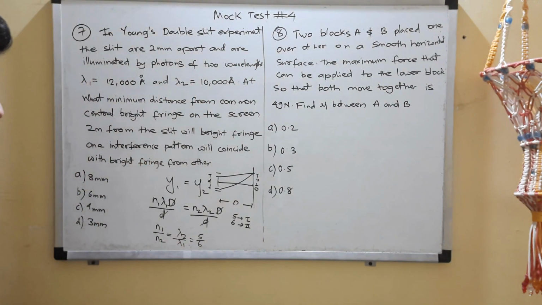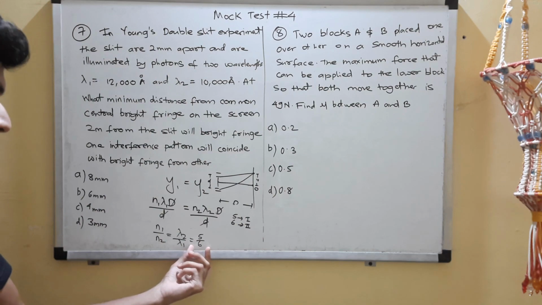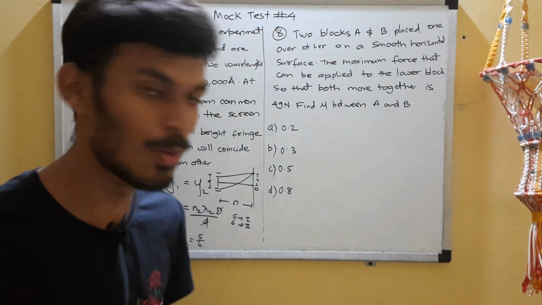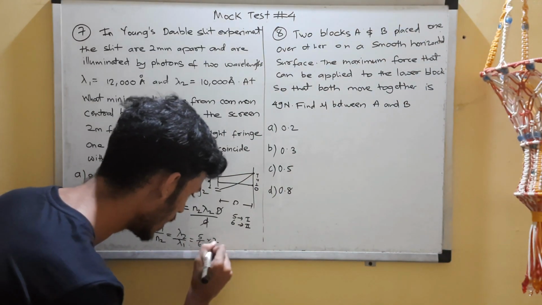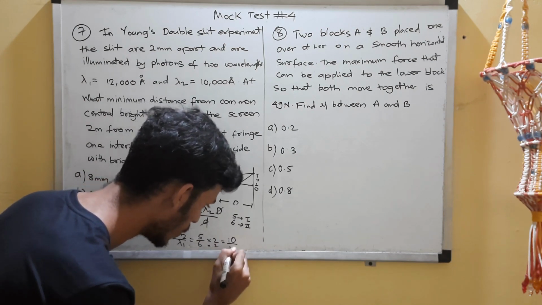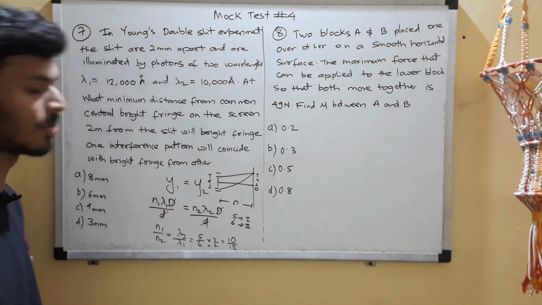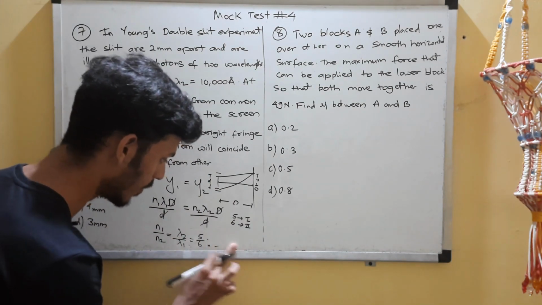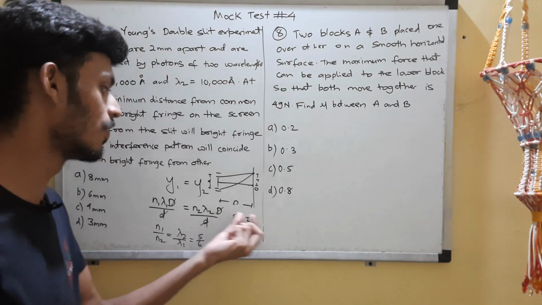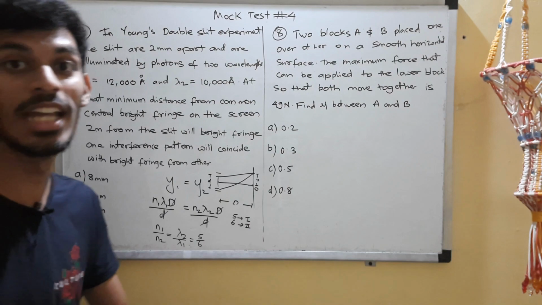This is what it tells us. Yes, and this will be the minimum case because you have brought it in the simplest ratio. If you want to know the next one, you can just multiply the numerator and denominator by 2. So this will give you 10 and this will give you 12. So the 10th fringe of the first one will match with the 12th fringe of the second one, but that is not the minimum one. The minimum is 5 and 6. So the fifth one of the first one and the sixth one of the second one will match with each other.